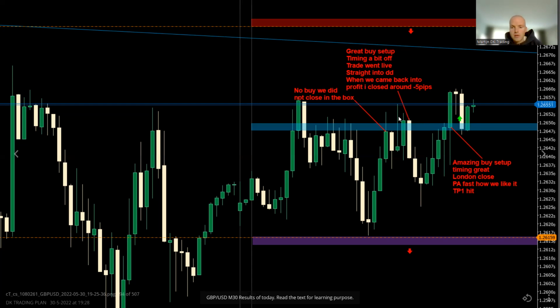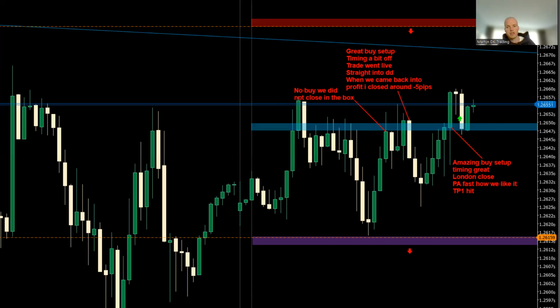Then we will see a close above, so that's a good signal, right? It's bullish, and we will enter here. It first went down a little bit, and we got a good risk to reward. So when it flipped bullish, our entry was good, and the time was a bit off. So when the trade went live, it went straight into drawdown, and that was not really something I wanted to see. So I just scaled out the trade immediately, and I closed off the rest of the positions around -5.